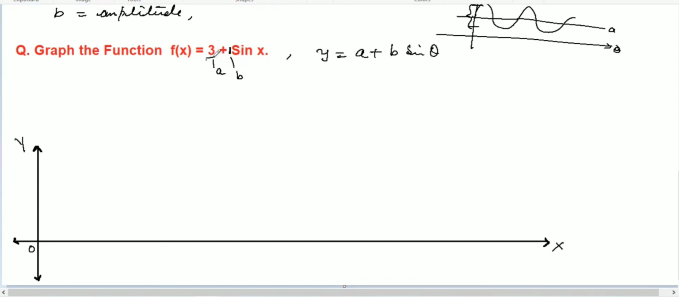Now this is 3. So 3 is the midway horizontal line. This 3 represents the midway horizontal line. So what we can do, 1, 2 and 3. Our graph will be drawn from this line. So let's draw the line here first, then you can understand. So I'm going to draw the line here.